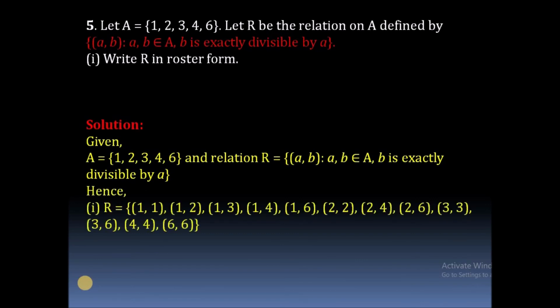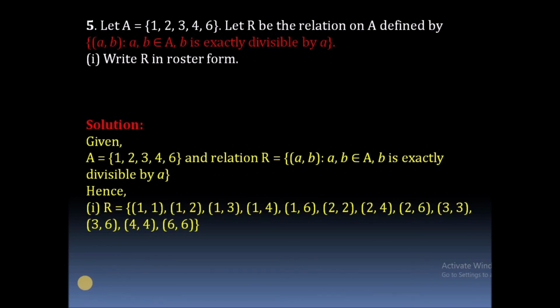Elements of R would be... हमें एलिमेंट A में से ही सिलेक्ट करने हैं और B भी A में ही मिलना चाहिए. क्या बोला है? A and B both belongs to A. आपको ये देखना है सेकेंड एलिमेंट जो है B, वो A से डिविजिबल होना चाहिए. आई एम टेकिंग 1, 1. Why? Because second one is divisible by the first one.